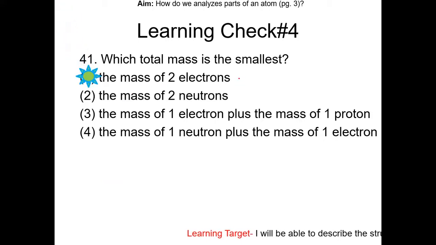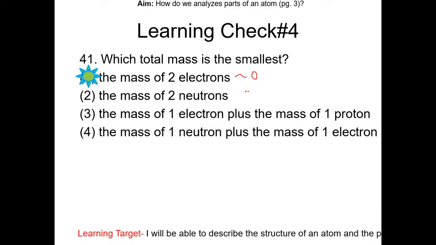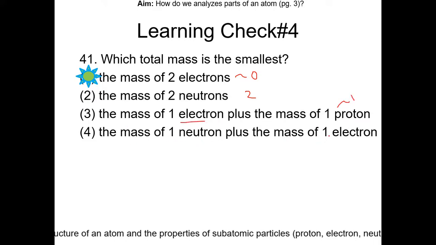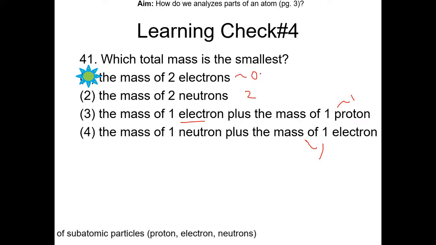The mass of 2 electrons is about 0, because each one is 0. The mass of 2 neutrons is 2, because each neutron is 1. The mass of 1 electron plus the mass of 1 proton is about 1, right? Because this weighs 0. The mass of 1 neutron plus the mass of 1 electron is about 1, because a neutron weighs 1 and an electron weighs 0. So the best answer is 1. That's the smallest. 0 is smaller than all of them.